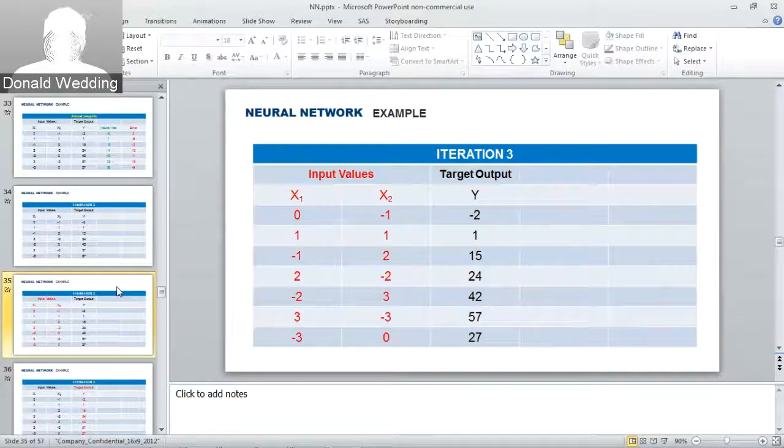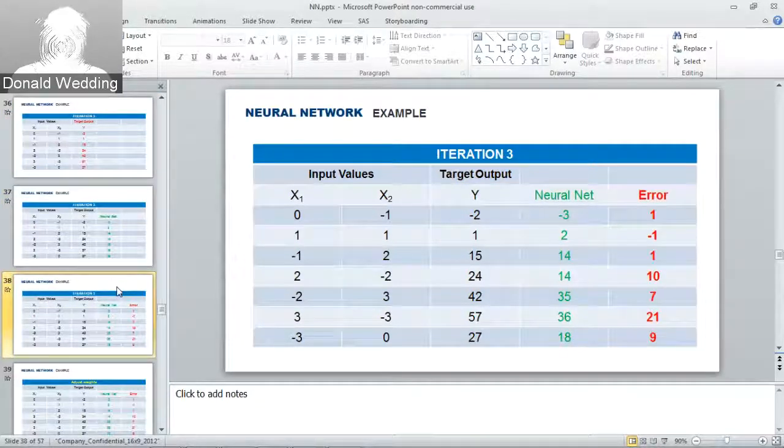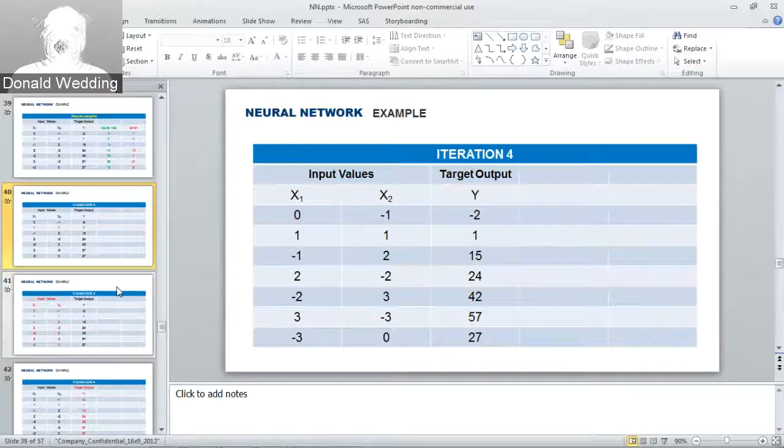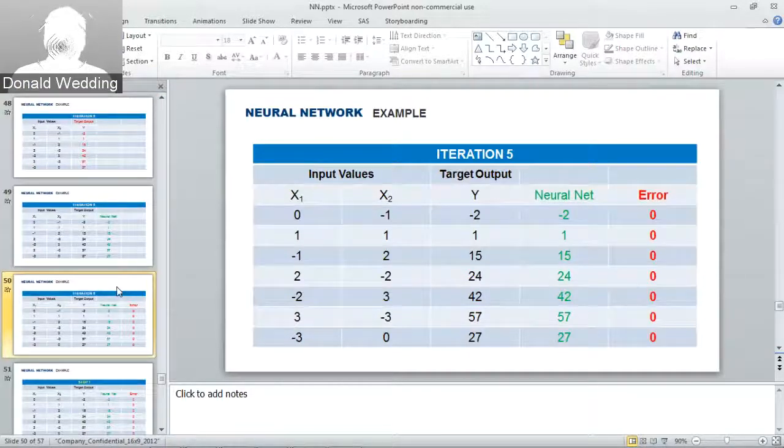Now, I shove this guy in, I slam him into the neural network. I want this stuff to come out. This is what came out. These are my errors. Now, notice they're getting a little smaller. Adjust the weights. Put this in. Want this to come out. This is what I get. Look at my answers. And then finally, put this in. Want this. Get this. Oh, they're all zeros. The neural network has been trained.